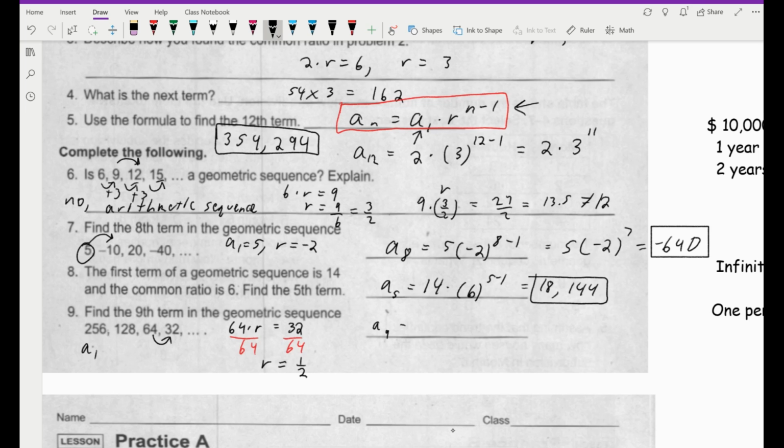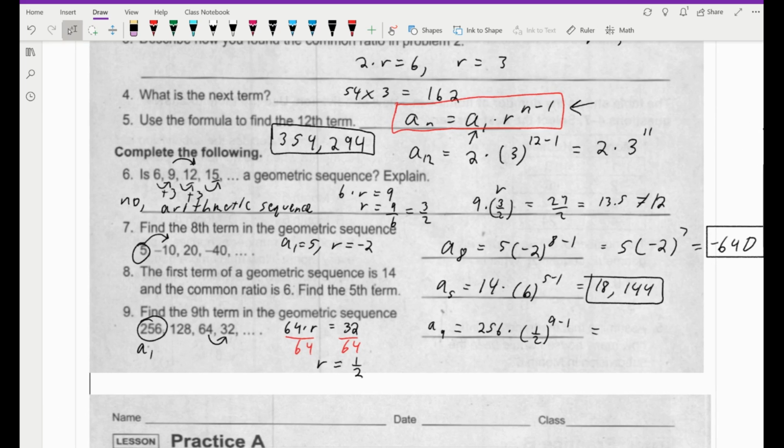Well, a sub 9 is going to equal the first term, which is 256, and the common ratio will be 1/2, and we'll raise it to the 9 minus 1. So let's see. We use our calculator here.